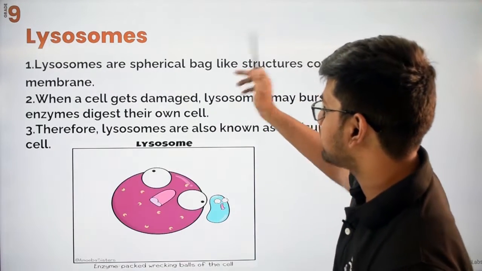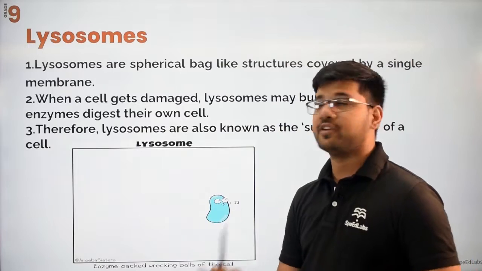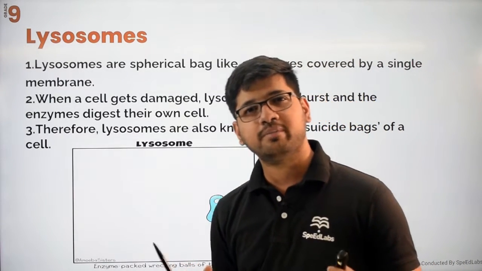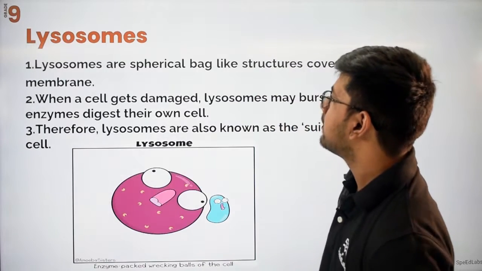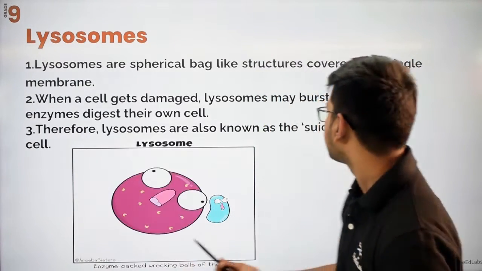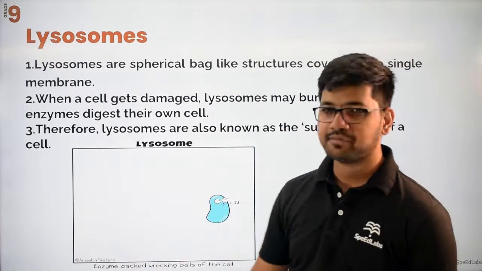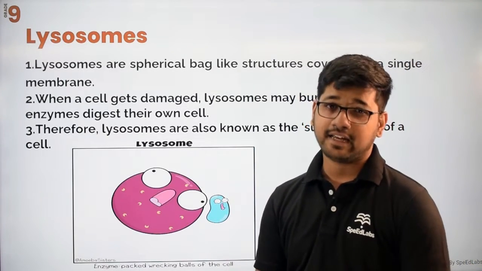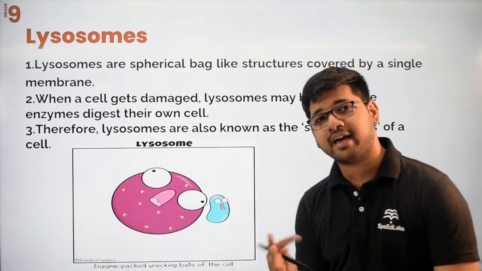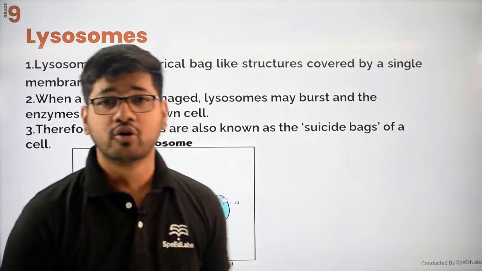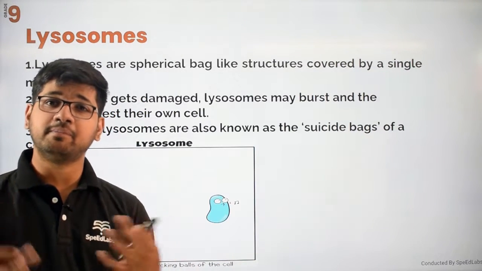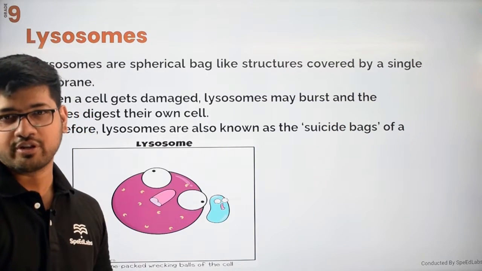Now I talk about lysosomes. Lysosomes are spherical bag-like structures, like a typical polybag kind of structure you may imagine. When a cell gets damaged, lysosomes come into play. They burst and the enzymes digest their own cell. That is why they are known as suicide bags of a cell. Okay, because if they rupture, if they burst, they may damage the complete assembly of the cell.